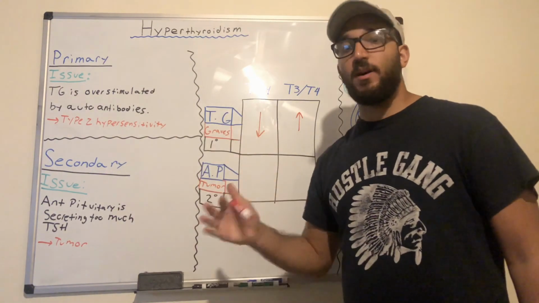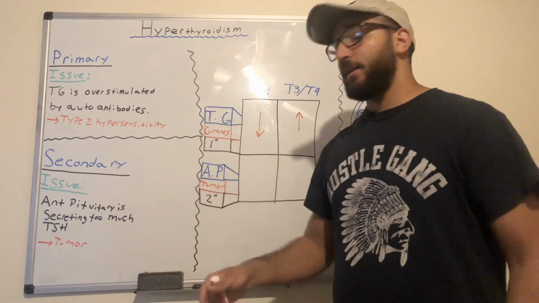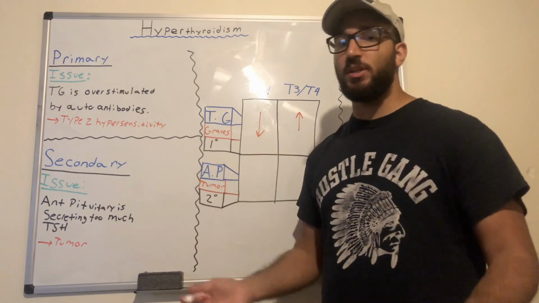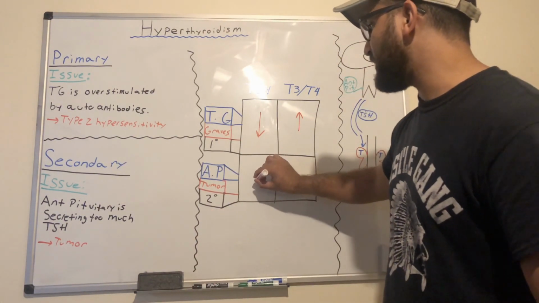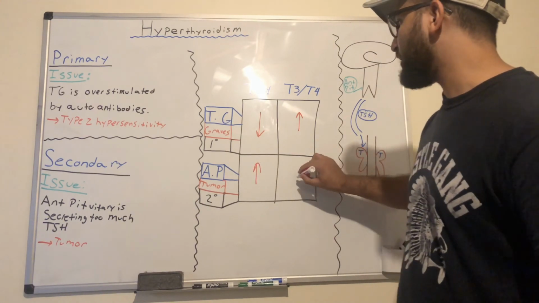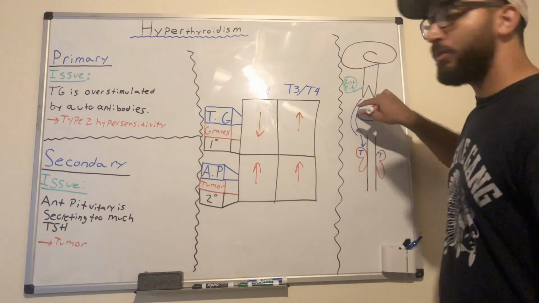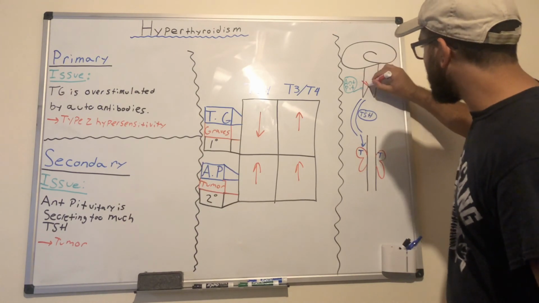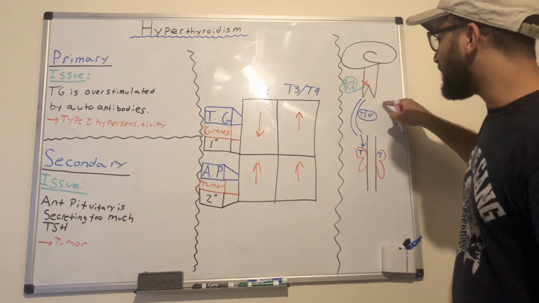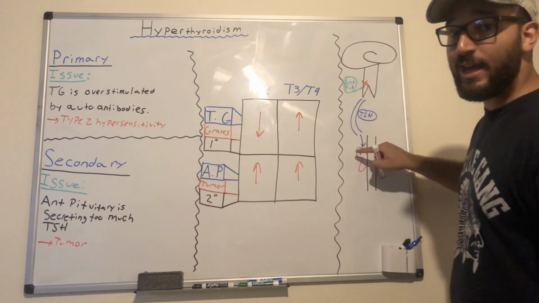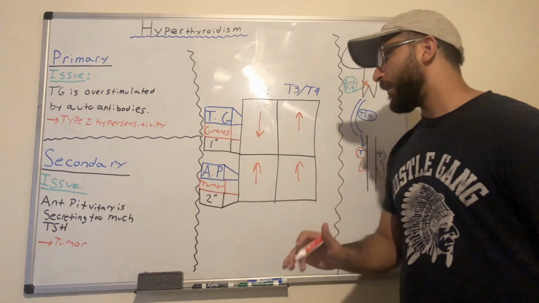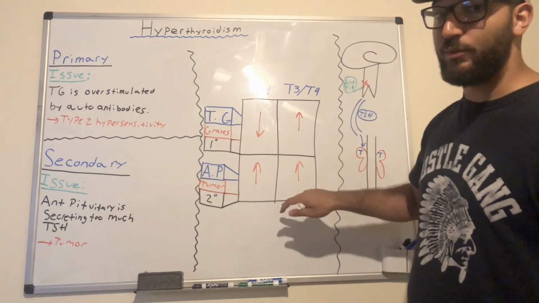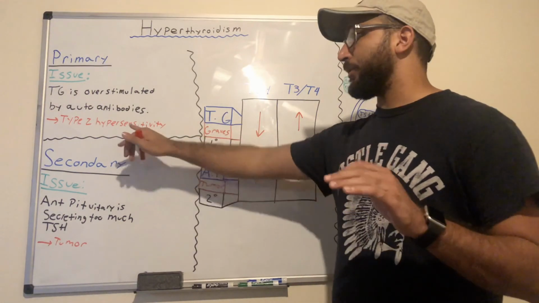In this case, it's just a type 2 hypersensitivity issue. The secondary cause of hyperthyroidism is typically a tumor. In this case, the anterior pituitary is secreting too much TSH. So we're going to see TSH increase, and we're going to see a high T3, T4. Back to my illustration and the anterior pituitary: if there is a tumor on the anterior pituitary gland, it's going to secrete too much TSH and stimulate the thyroid gland, releasing T3, T4, thus causing TSH to increase and T3, T4 to increase.